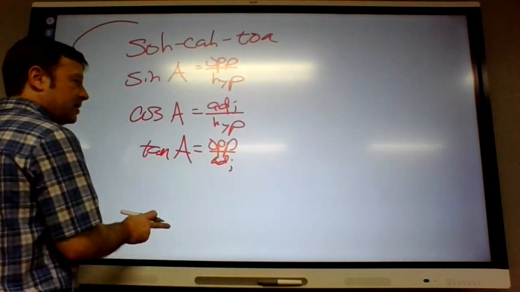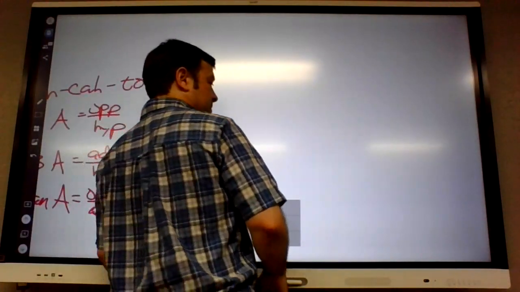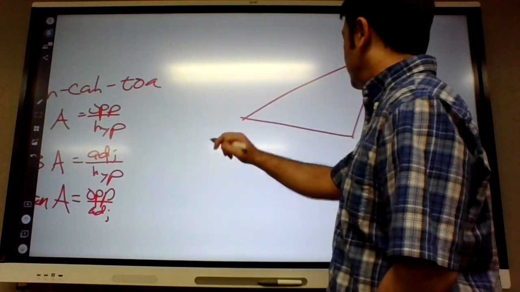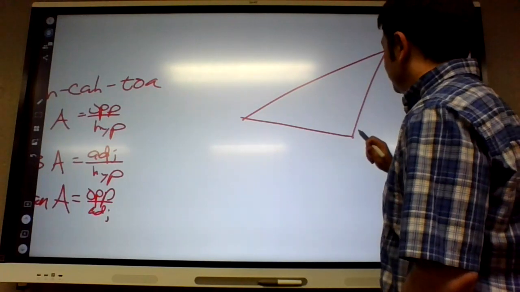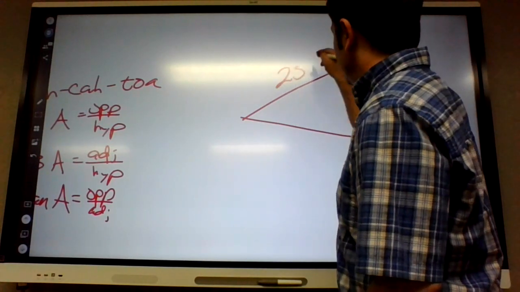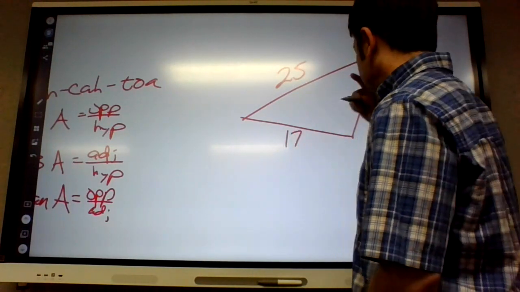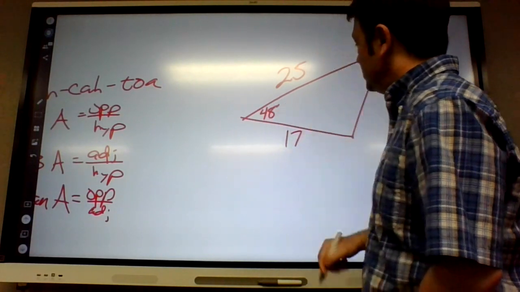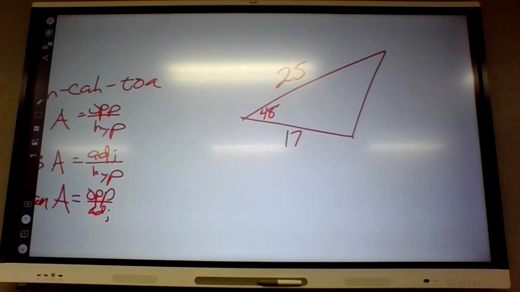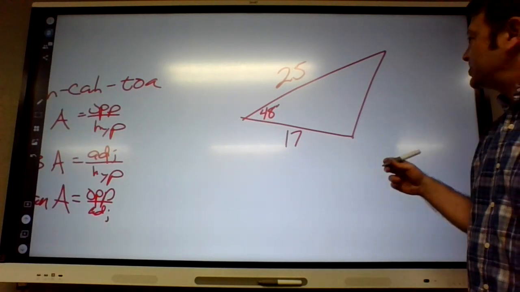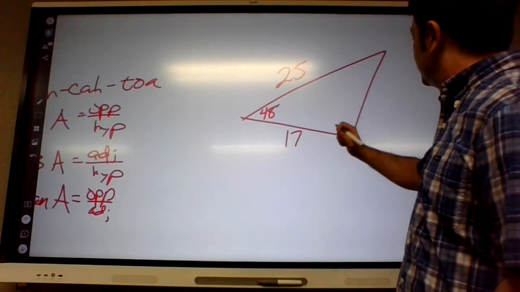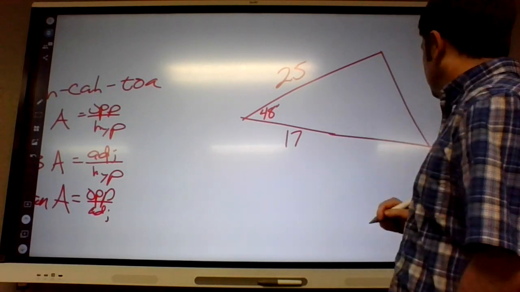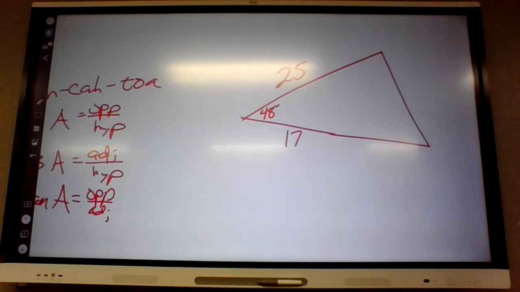Okay, so today we're doing the area formula, the trig area formula. Let's make up some numbers here. Alright, so this can be used to find, I'm going to change the shape a little bit, the area of any triangle.